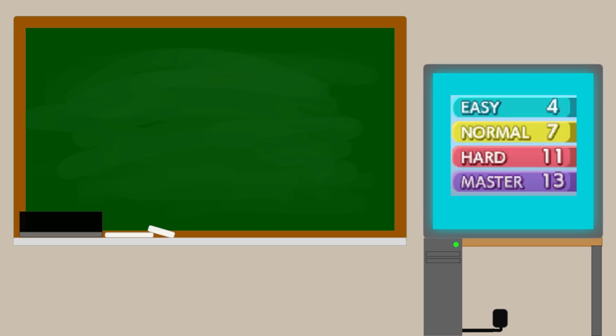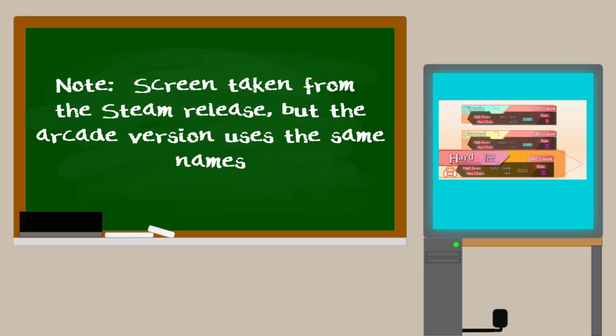On YY Party, there's easy, normal, hard, and master. Meanwhile, on the arcade versions, although as the caption says here, I'm actually using a screenshot from the Steam version because I couldn't find a proper shot of the arcade version, but it uses the same difficulty names. There's simple, normal, hard, and extra.